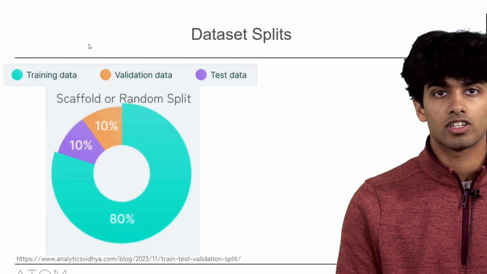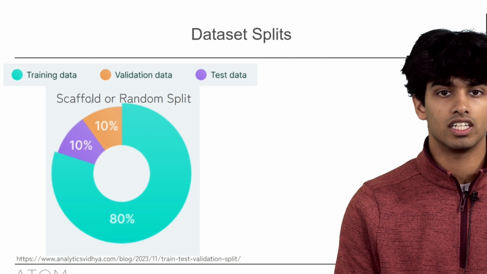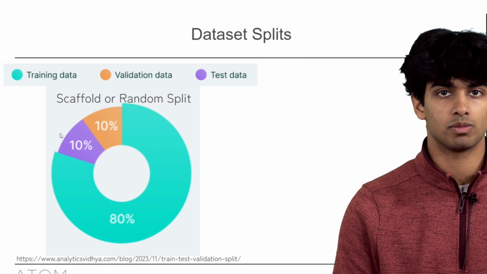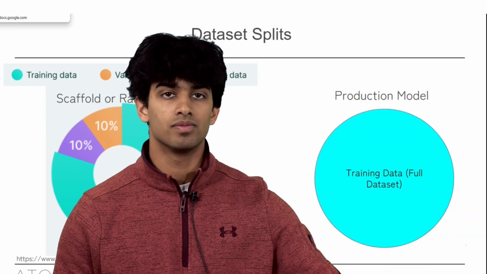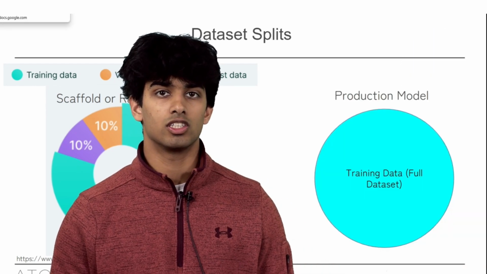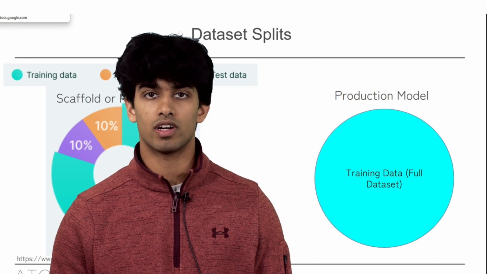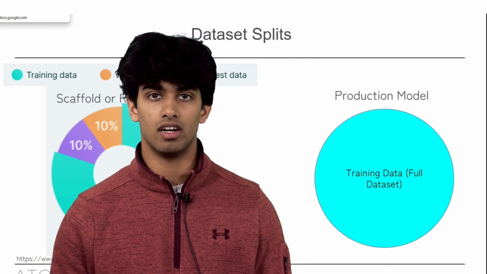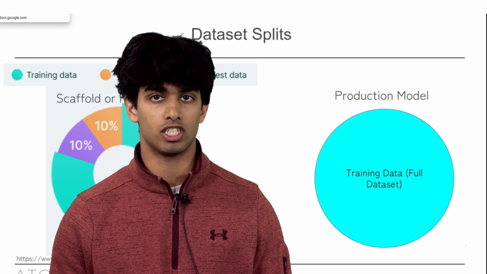So normally, for a scaffold or random split, the dataset is divided into training data, validation data, and test data, with 80%, 10%, and 10% split among these three sections. These numbers are generalizable and they can vary. However, in a production model, the training data is the entire dataset. Think of it this way. If you've only been training on part of the data, you may have missed some patterns. By training on everything, you're giving the model the best chance to learn as much as possible.